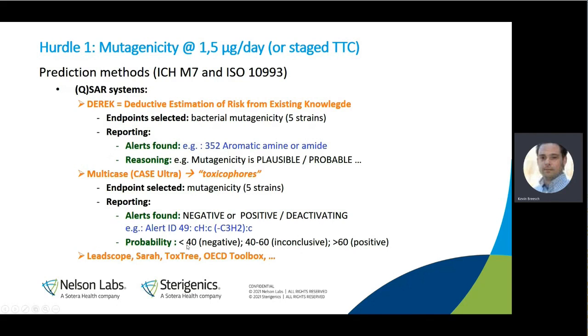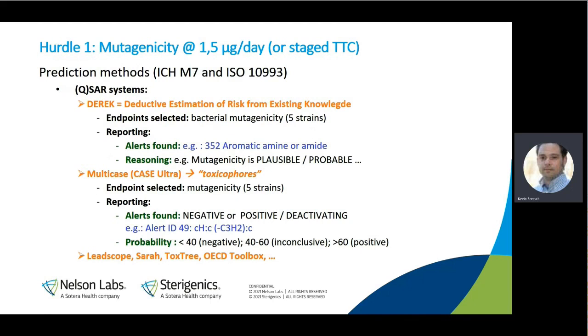If both are positive, you are dealing with an assumed mutagenic compound. If both are negative, then only then you have a negative mutagenicity evidence. Alternative QSAR systems are LeadScope, SARA, ToxTree, OECD toolbox. I have been evaluating a number of those in the beginning, and my experience is that Derek and Multicase are pretty much in line. So this is what I typically use.